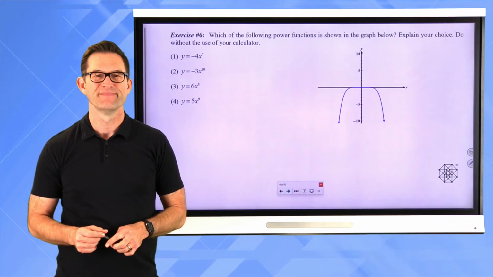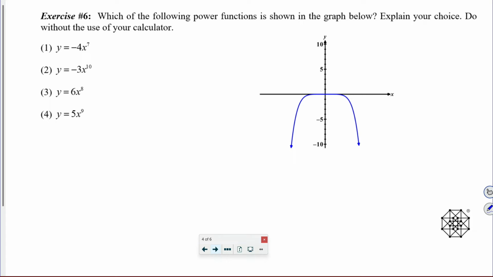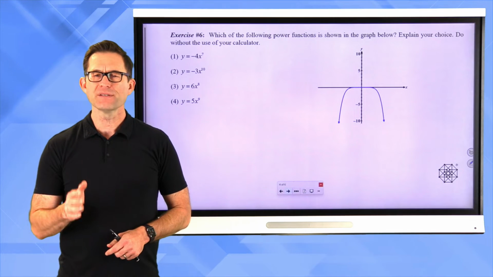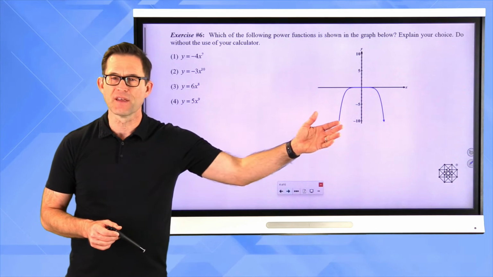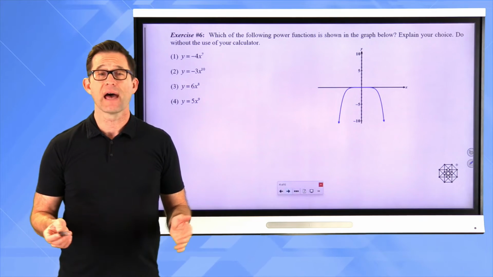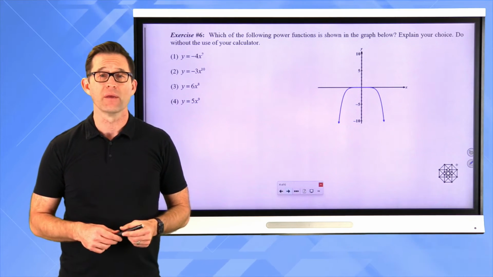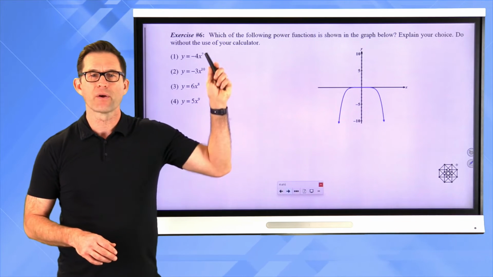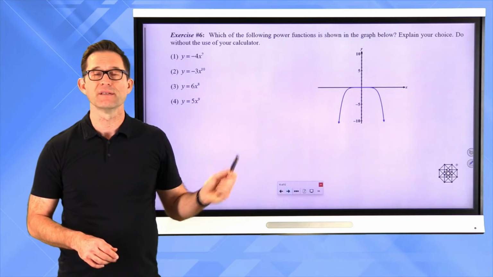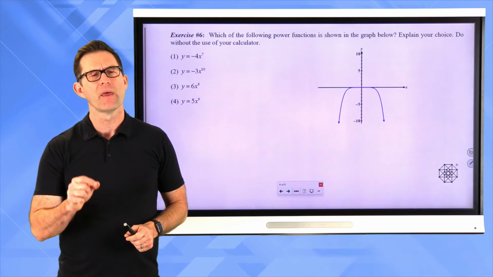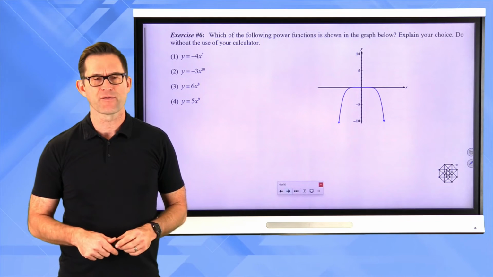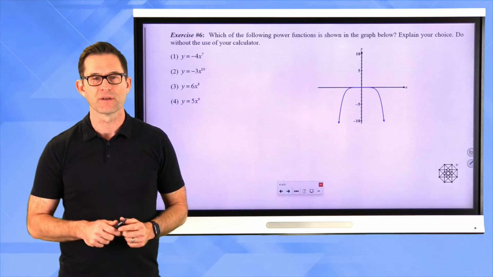Exercise number 6. Which of the following power functions is shown in the graph below? Explain your choice. Do without the use of your calculator. All right, we'll pause the video now. Look at this thing. And even though it doesn't look exactly like one of the 4 graphs that we graphed, you should be able to figure out which one of these 4 choices it is based on what we just talked about, and also based on transformation work that we did a few units ago.